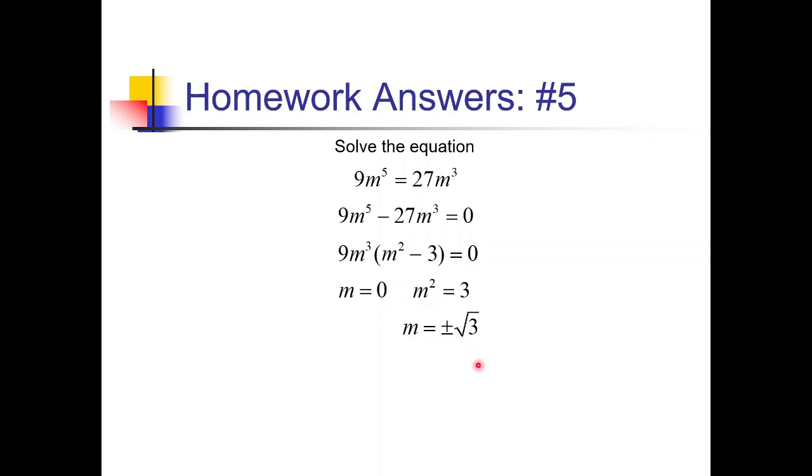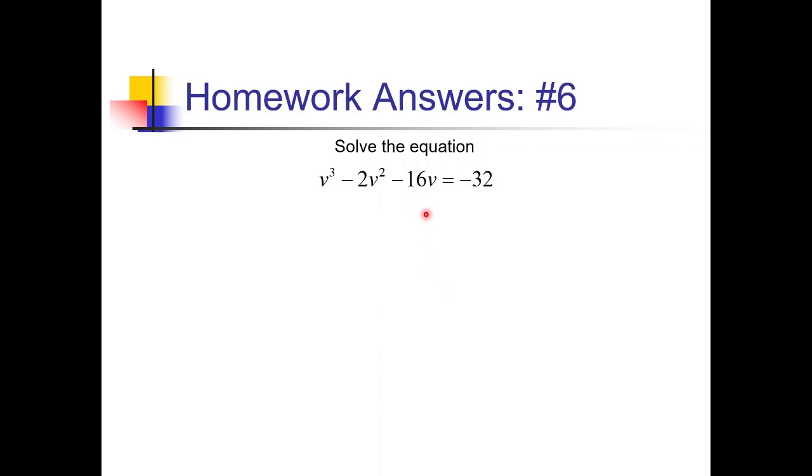And that's it. For this problem, I'm going to first zero things out. So let me add the 32 over to the left side. And there's no common factors I can take out of this. So the next thing that my mind is kind of thinking here is we've got 4 terms. So let me try some factoring by grouping.